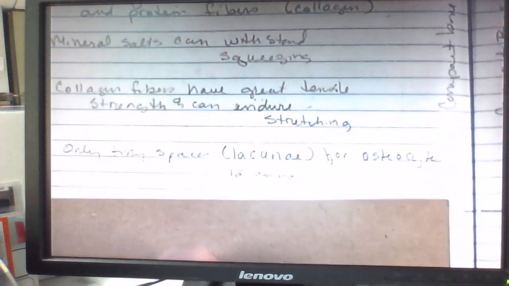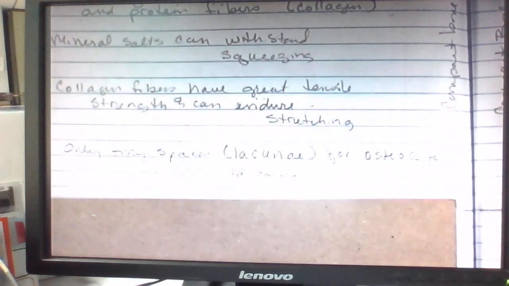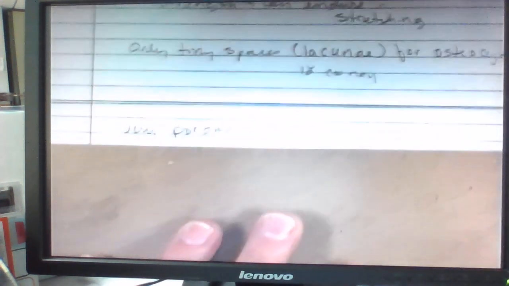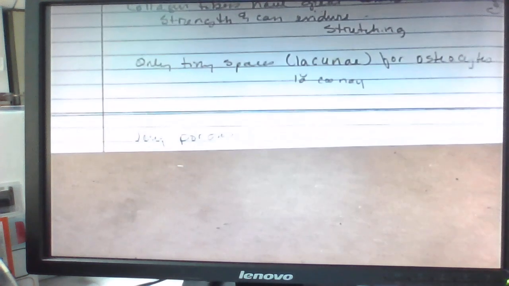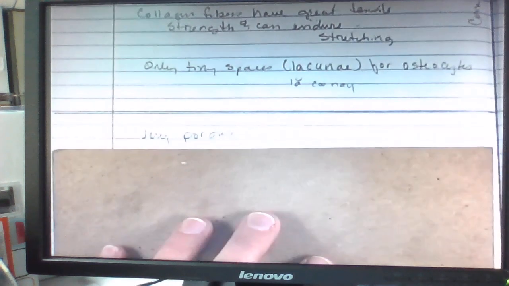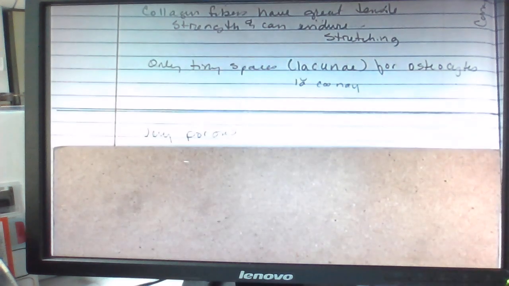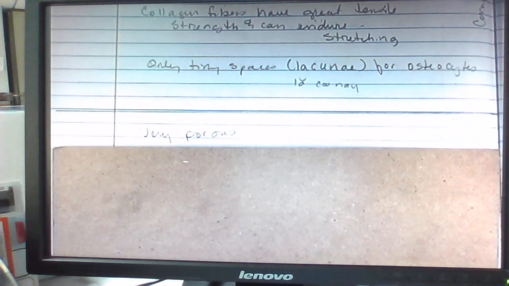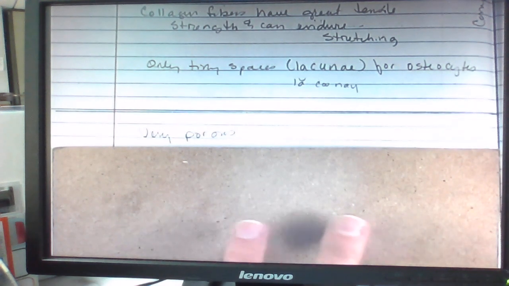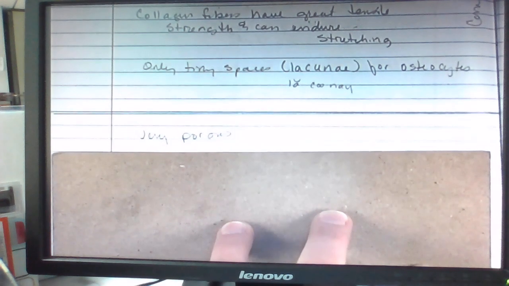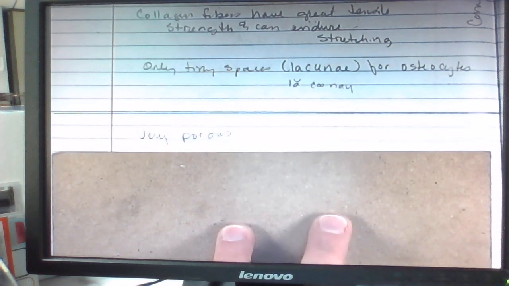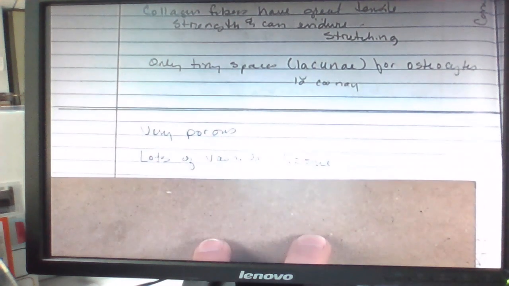Next, I'm just going to go right below that. Remember, I've got a nice big line that separates my compact bone and spongy bone. So this is going to be spongy bone information, and we'll talk a little bit about its structure first. Spongy bone is very porous. Compact bone doesn't have a lot of spaces, just small lacunae where the osteocytes are. Spongy bone has a lot more space in between. The lattice that makes up its matrix has a lot more space. Spongy bone has lots of vascular tissue, blood vessels: cardio, heart; vascular, blood vessels.